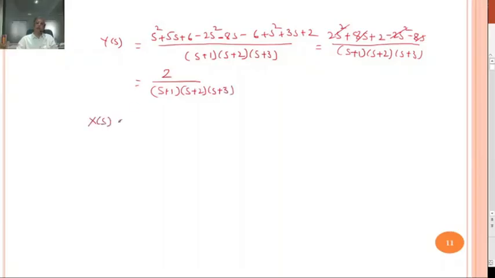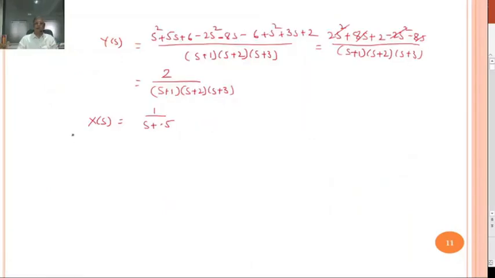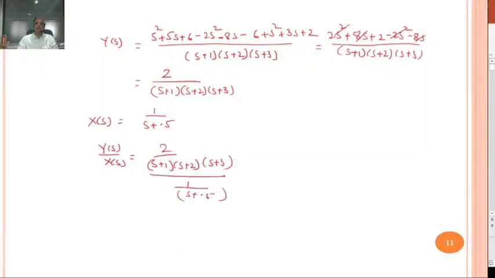Similarly, find out the X of s. X of s is 1 upon s plus 0.5, e raised to minus 0.5 t. Hence Y of s divided by X of s equals 2 divided by s plus 1, s plus 2, s plus 3, divided by 1 upon s plus 0.5, as X of t equals e raised to minus 0.5 t.